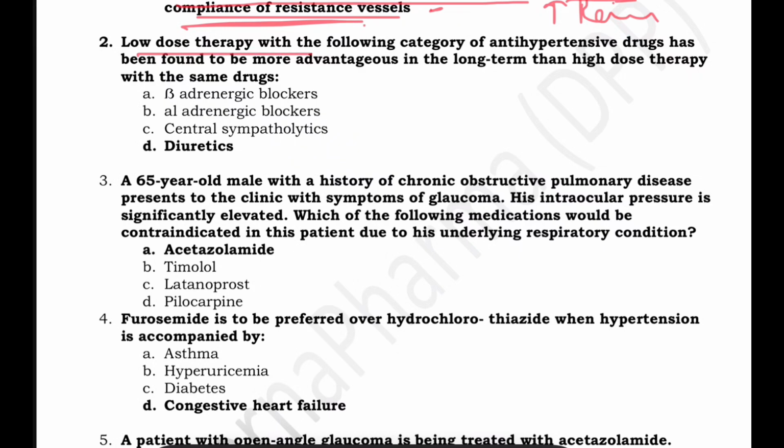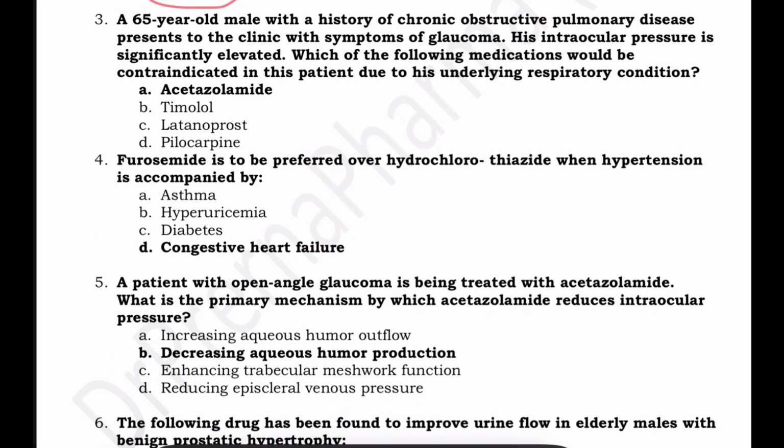Low dose therapy with the following category of antihypertensive drugs is found to be more advantageous in long term than high dose with the same drugs. So low dose therapy with the diuretics, not beta blockers, alpha 1 blockers, or central sympatholytics. Diuretics' low dose therapy is found to be more advantageous. If you give a high dose therapy, then it is found to have adverse effects. High dose brings adverse effects like dyslipidemia and carbohydrate intolerance, etc. So at low doses they are very effective.